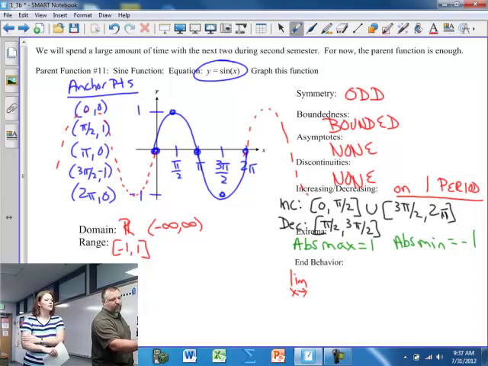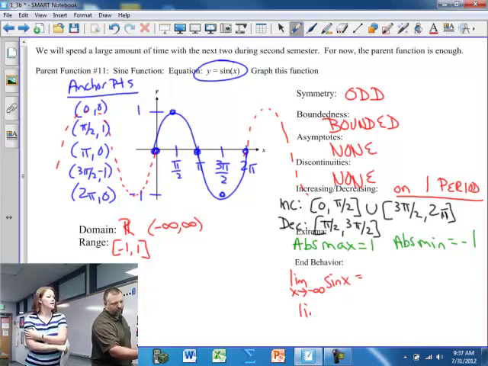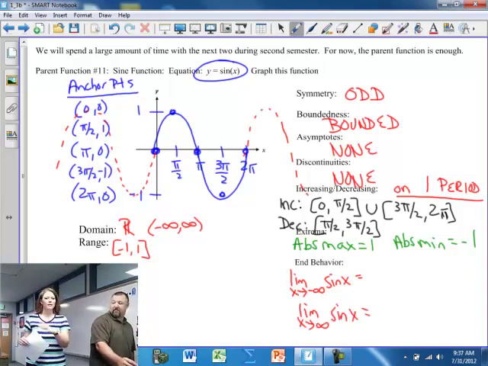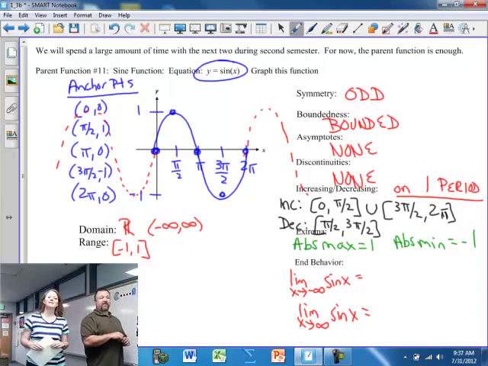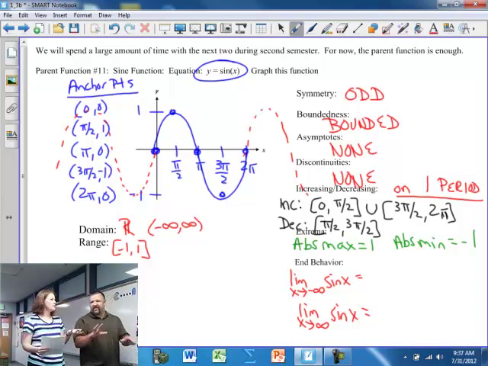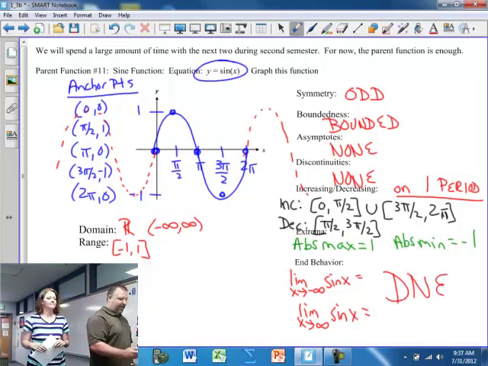So end behavior. As we look at this graph, end behavior says go to the left and go to the right. And when we go to the left on sine of x, it just keeps going up and down, bouncing. And when we go to the right, it does this. Well, it oscillates, which means there is no end behavior. It doesn't go up. It doesn't go down forever. There's nothing we can describe settling on a number. So it does not exist. We say both of them do not exist.